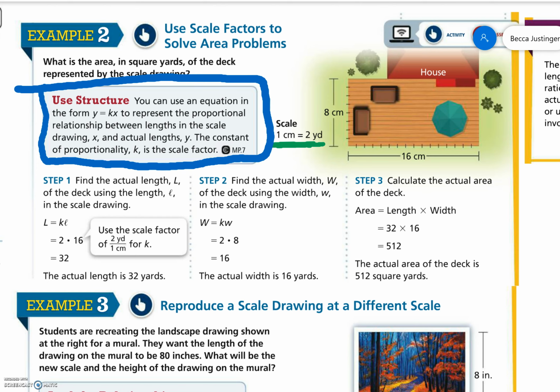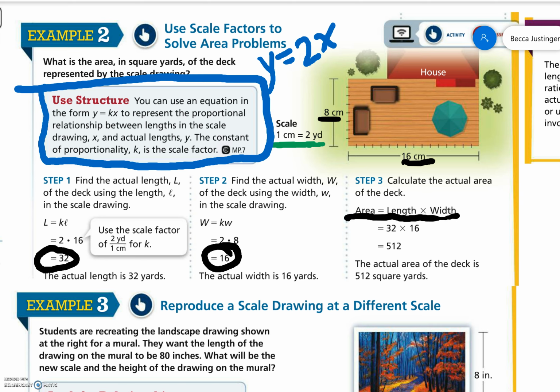You can use an equation in the form y equals kx to represent the proportional relationship between the lengths in the scale drawing and the actual lengths. The constant of proportionality is the scale factor. So our equation here is y equals 2x. And then you plug in 16 and 8. So the actual length is 32, the actual width is 16, and then area equals length times width. So 32 times 16, the actual area of the deck is 512 square yards.